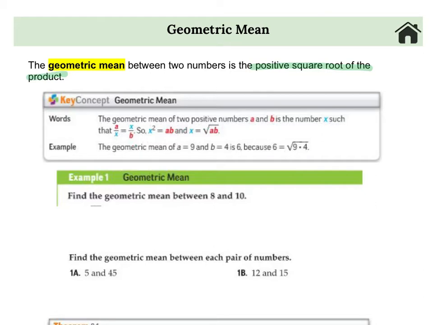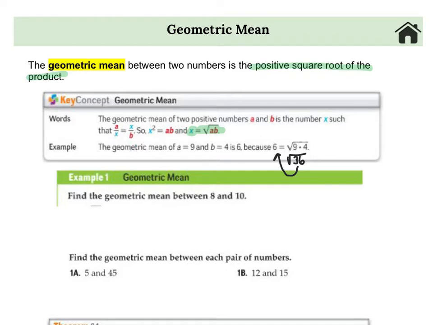Okay, so what that means, if we're looking at this example, the geometric mean x is going to equal the square root of two numbers multiplied together, a times b, or the product. Okay, so in our first example, if we have a being 9 and b being 4, the geometric mean would be 6 because the square root of 9 times 4 is actually the square root of 36. And if you know about perfect squares, we know that the square root of 36 is 6.